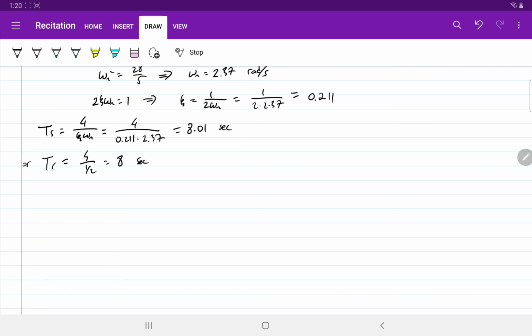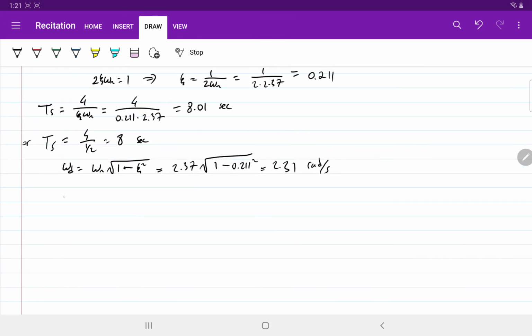The next one is rise time. Let's compute rise time. For rise time we need to compute omega d, which is omega n times the square root of 1 minus zeta squared, which is 2.37 times the square root of 1 minus 0.211 squared, right, which is 2.31 radians per second.